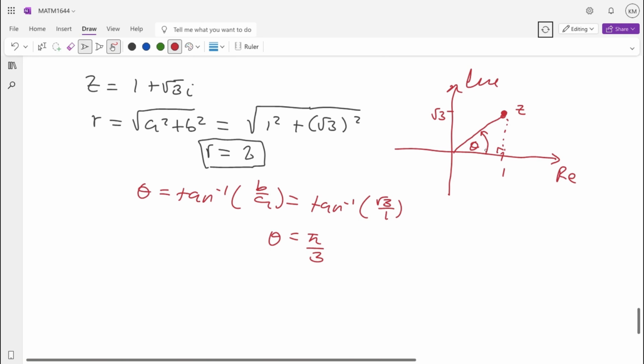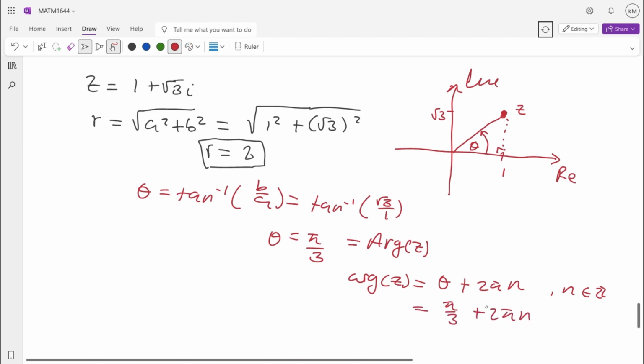This is the angle that we're looking for, and it's in the first quadrant. So you take it as your big argument of z. This is the angle that we're going to substitute into the equation of z in polar form. Otherwise, the small argument of z is going to be theta plus 2 pi n, where n is an element of integers. Then that theta there is pi over 3 plus 2 pi n. So the small argument of z is the set of all possible angles that we can find.